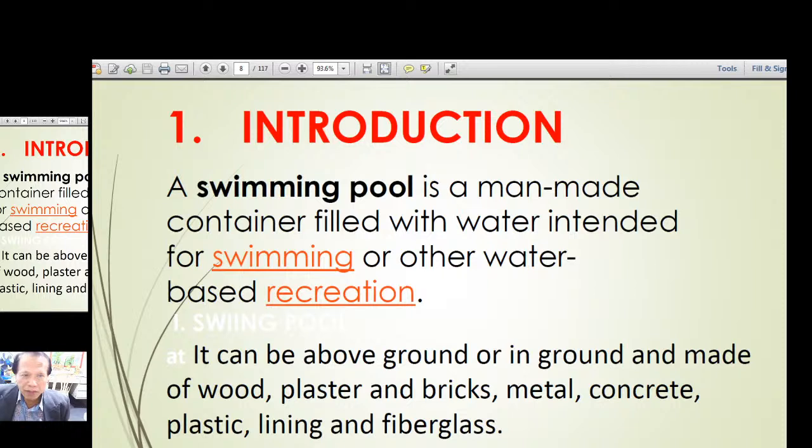Okay, so introduction. A swimming pool is a man-made container filled with water intended for swimming or other water-based recreation. It can be above ground or in ground and made of wood or plaster or bricks. Could be metal, could be concrete, could also be plastic like fiberglass lining, and here is fiberglass.